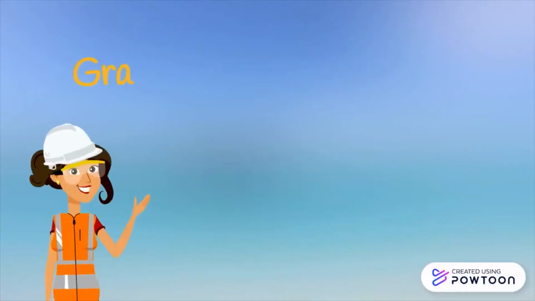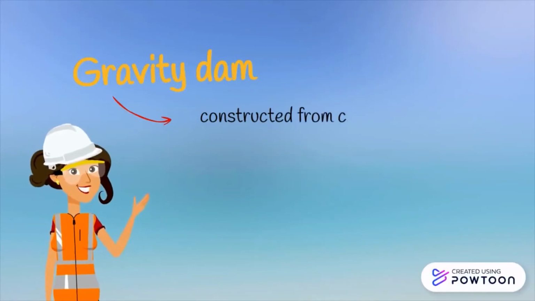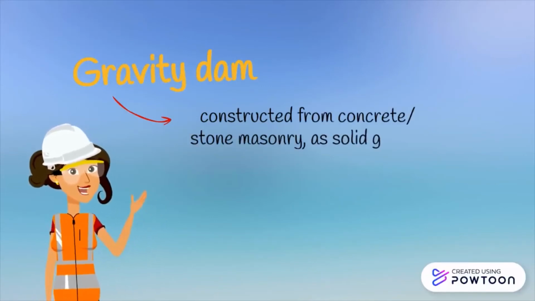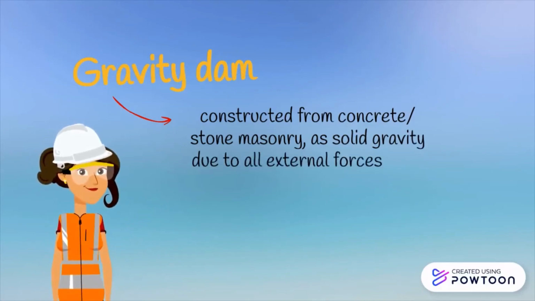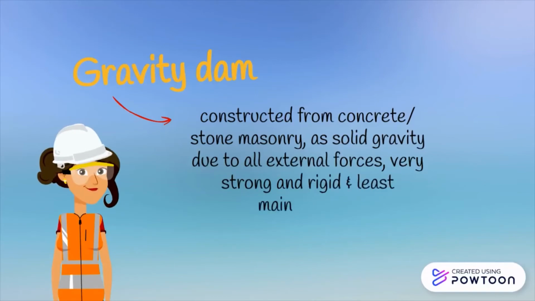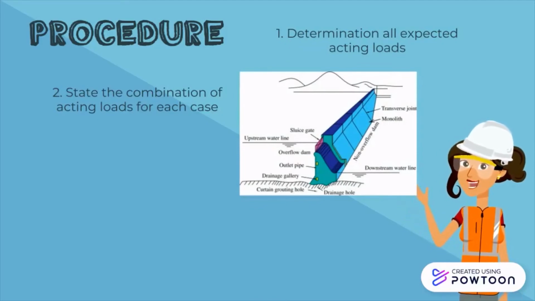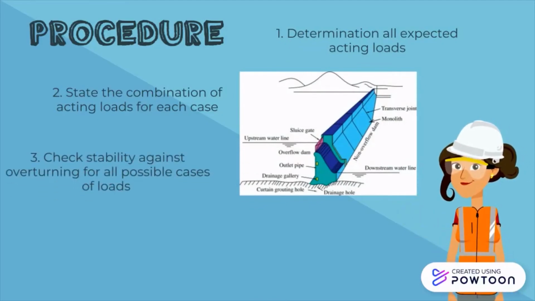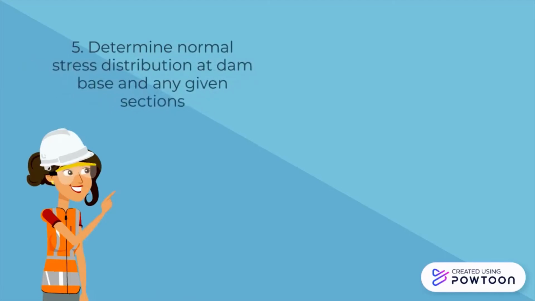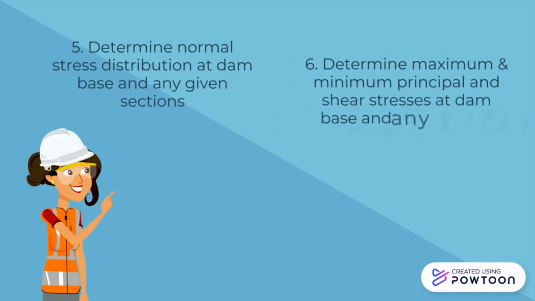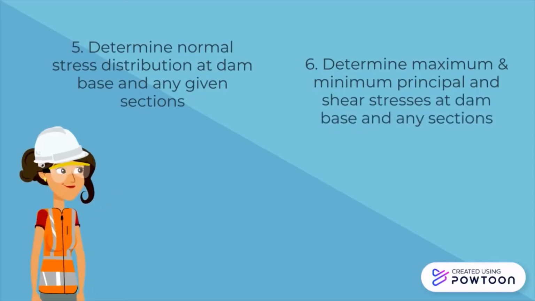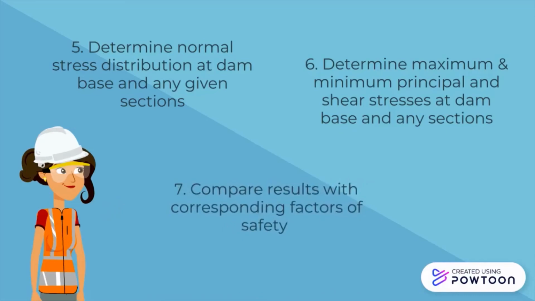Next is gravity dam. The foundation of a gravity dam is constructed from concrete or stone masonry, also known as solid gravity, designed to resist all external forces, very strong and rigid, and with less maintenance. Order of gravity dam design: determine all expected acting loads. State the combination of acting loads for each case. Third, check stability against overturning for all possible cases, and check stability against forward sliding for all possible cases. Next, determine normal stress distribution and also maximum and minimum principal and shear stresses at the dam base and any section. Also compare the result with the corresponding factor of safety.